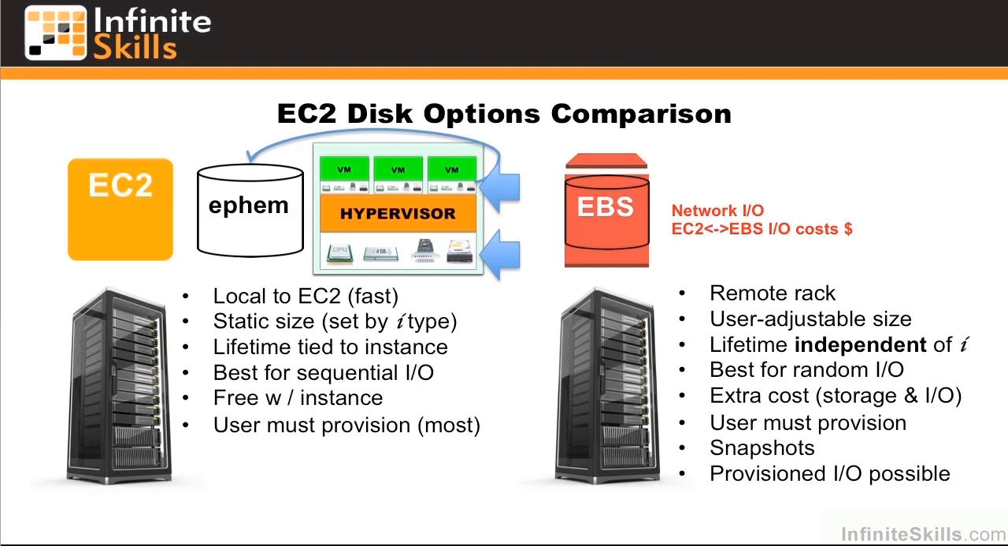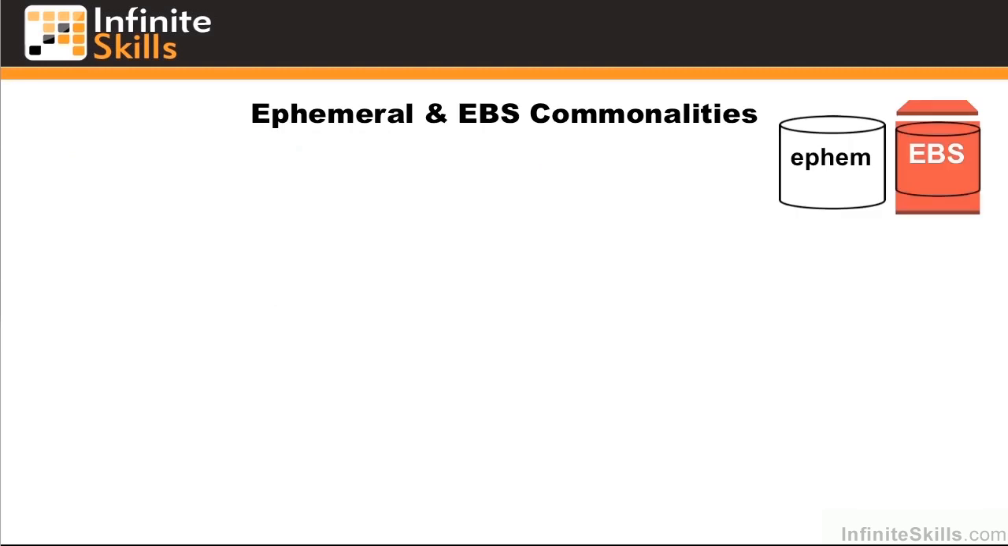One thing to think about, you would think that the EBS volumes are overall slower since they exist in another rack, but because these EBS volumes are so fast, they're actually comparable, in many cases faster, than the EC2 instant store. Let's look at some of the commonalities between these disk types.